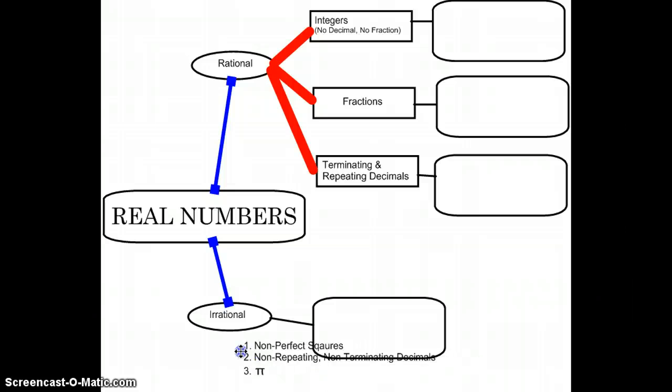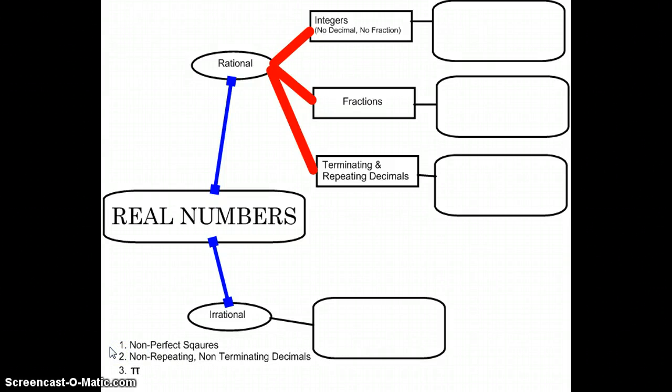There's a couple of things to think about, so please jot this down. I know this is a big chart, so if you need to pause it to draw the basis of it down, pause it, and then let's come back and look at what irrational numbers are. This is important. So there's three aspects that can make a number irrational.